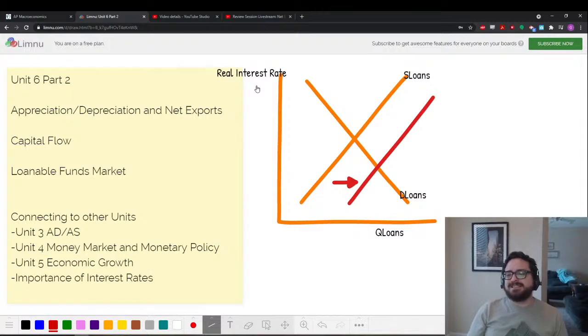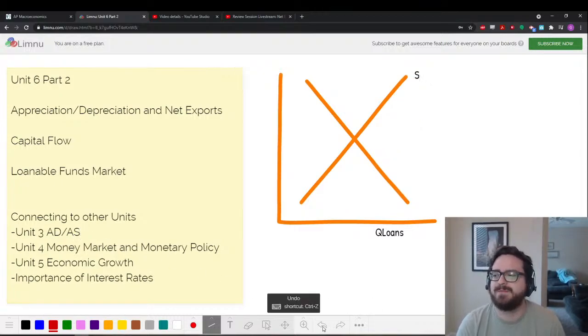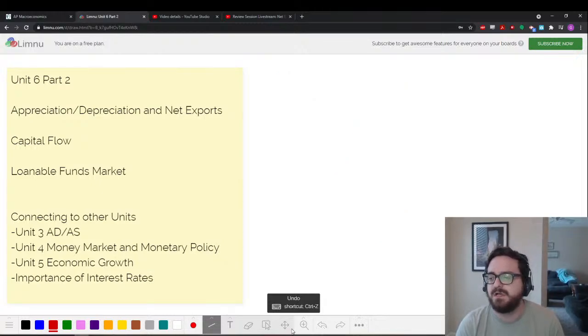Now, the last part of this, and the last thing that we need to review before I move on to practice questions about it, is how all of this stuff allows us to connect to other units. Obviously here, capital flow gets us to the loanable funds market, which was a part of your Unit 4. So there's a way already. But if we're looking at the other units in the course, we want to be aware of things that connect you to everything, because the questions on the AP exam, especially the FRQs, are going to harp on how you get from one graph to the other.